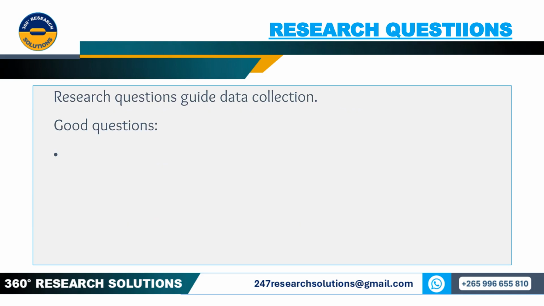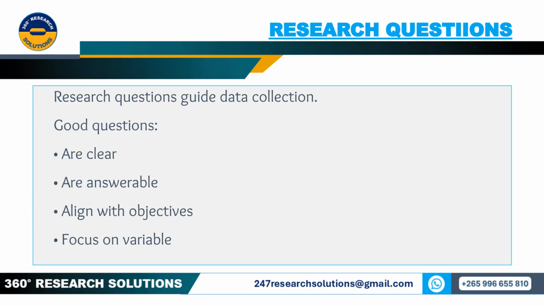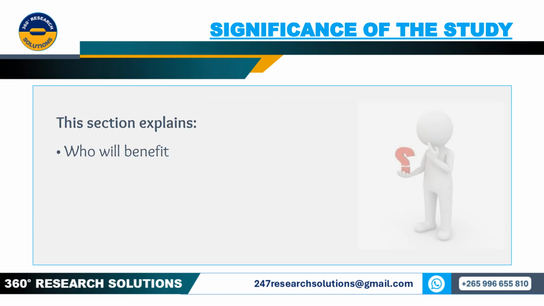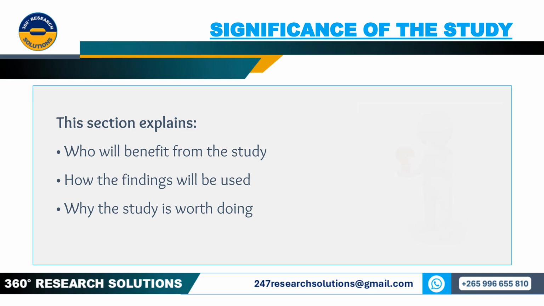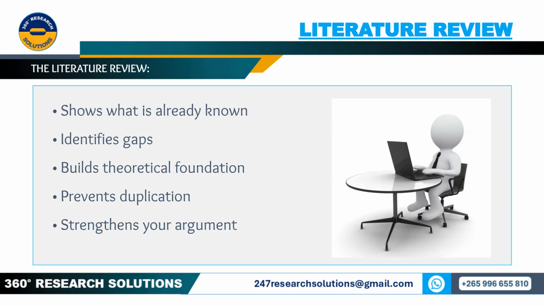Research questions guide data collection. Good questions are clear, answerable, align with objectives, and focus on variables or experiences. The significance of the study section explains who will benefit from the research, how the findings will be used, and why the study is worth conducting. The literature review shows what is already known, identifies gaps, builds a theoretical foundation, prevents duplication, and strengthens your overall argument.